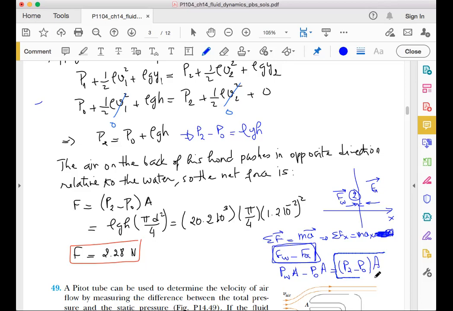And so we can deduce that the force exerted on the boy's finger is given by F equals P2 minus P node multiplied by A, where P2 is the pressure of the water at the point 2.